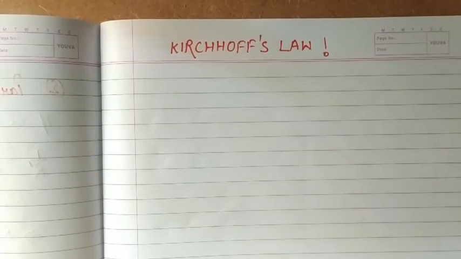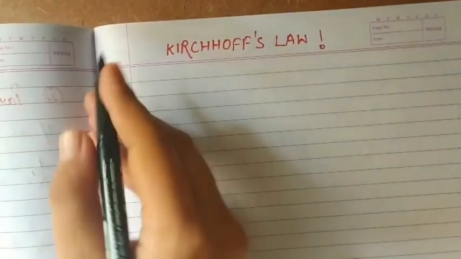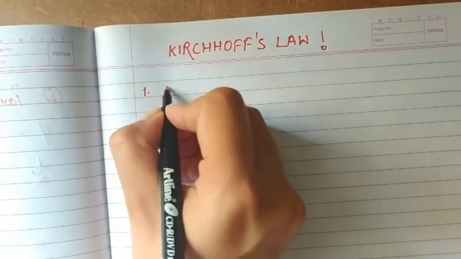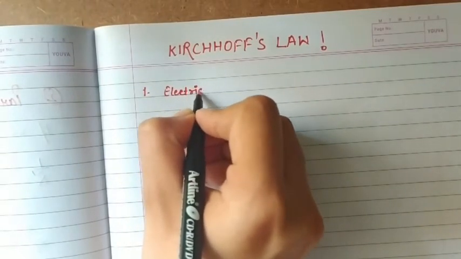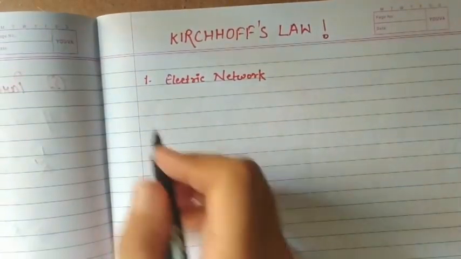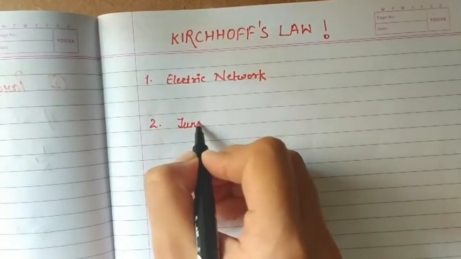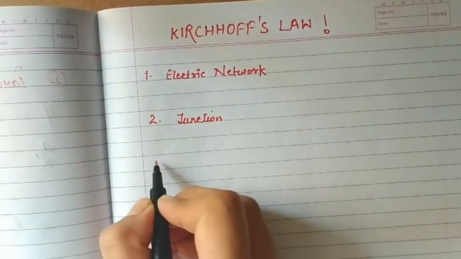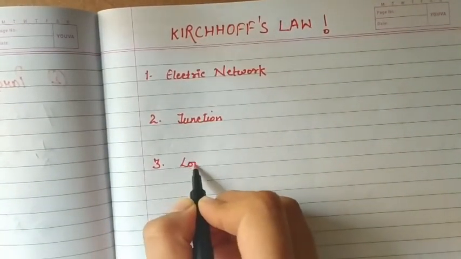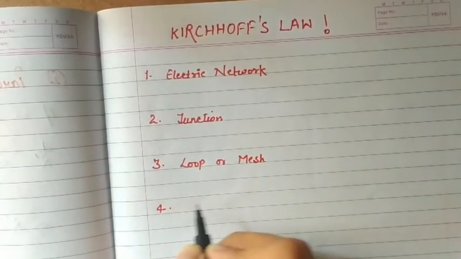Actually Kirchhoff's law consists of two laws which we are going to study today, but before studying these laws first we have to define a few terms. These terms are, first term is electric network. To define Kirchhoff's law we should know all these terms. Second is junction. Third, loop, or we also call it a mesh. And the last one is branch.